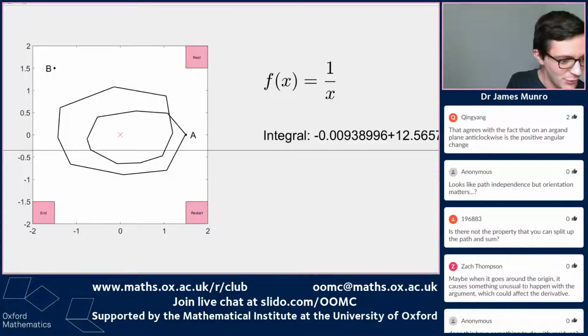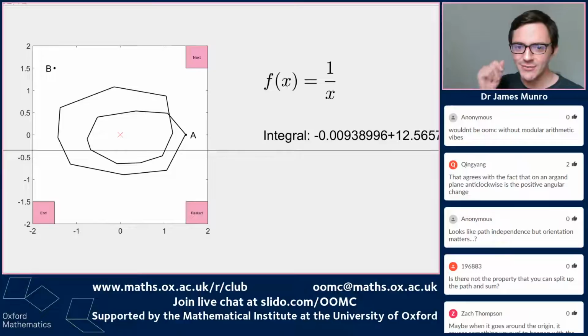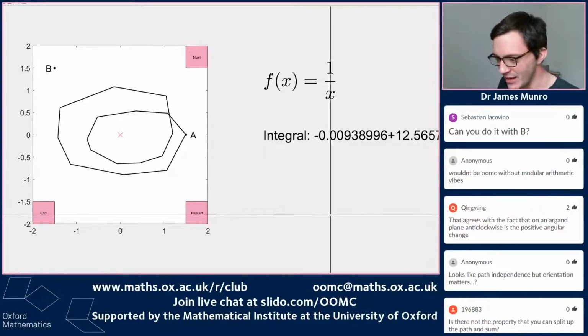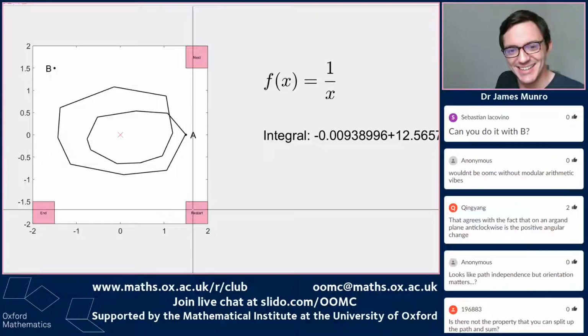Right? Is it a little bit like modular arithmetic? There's definitely something kind of 2 pi I, 4 pi I integer multiples going on. Can we do it with B? Yeah, should we try B? Oh, I have to start from A because of how I've coded it. Sorry.